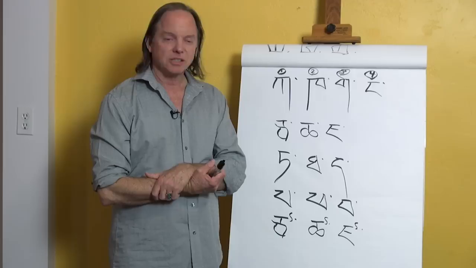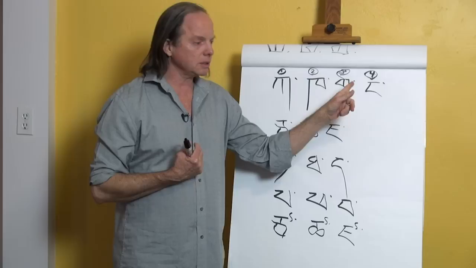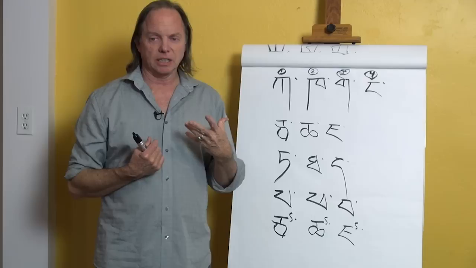So a lot of people have trouble with this one because it doesn't exist in English as an initial consonant. It's very popular in Vietnamese as an initial consonant, but we don't have it in English. So you have to trick your mouth into saying it. It's like red light, red light, red light, green light. You know what I mean? You have to trick your mouth.